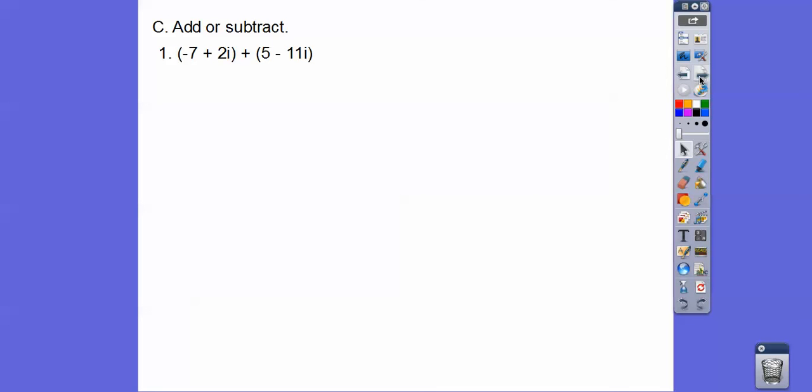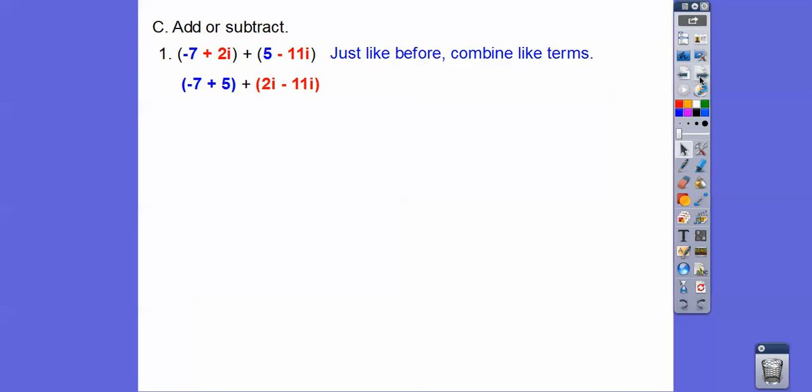So here we go. We have -7 plus 2i plus 5 minus 11i. This is the same as just basic algebra. You're combining like terms. So I put the -7 and 5 together and the 2i and the minus 11i together, and we get -2 minus 9i. Okay, easy. All right, do that with this one.